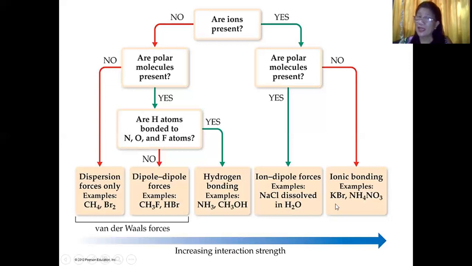Which bond has the highest strength? Of course, it is the ionic bond. It is increasing. The weakest is the dispersion. The highest strength in the bond strength, or in the attraction, is the ionic bonding, followed by the ion dipole, followed by hydrogen bonding, then dipole-dipole forces, and the dispersion.